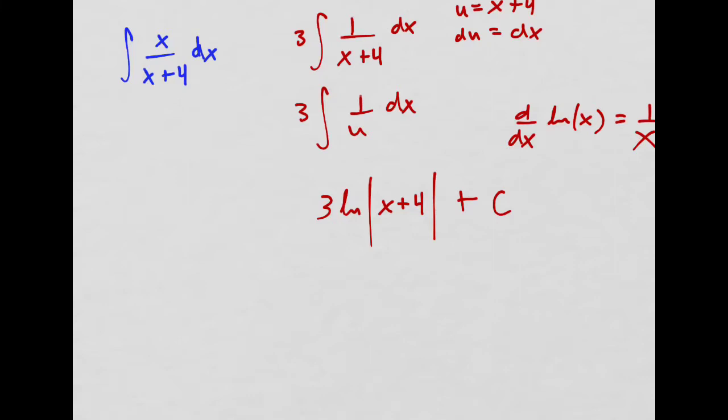Actually, anytime the numerator is of greater degree or equal degree, we can use long division. So maybe write that down. Pause it, rewind it, write it down. Anytime the degree of the numerator, in this case 1, is the same or greater than the degree in the denominator, then we can use long division.